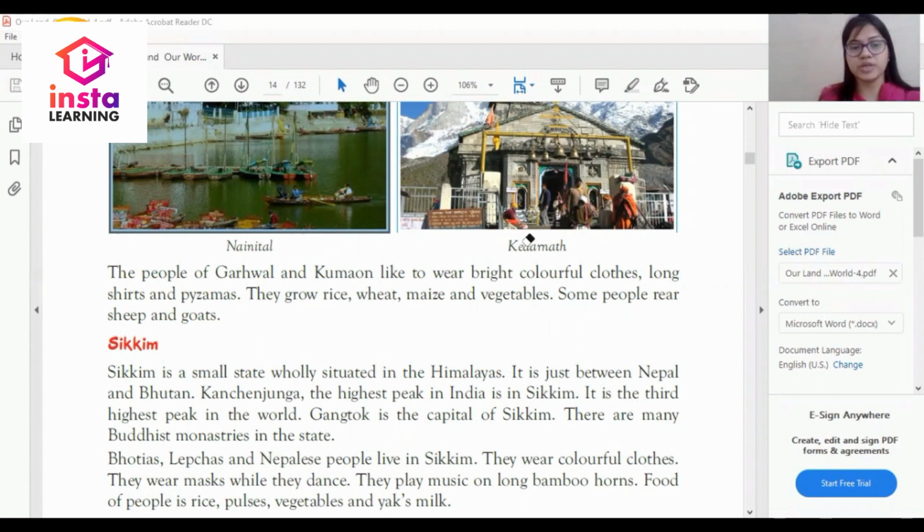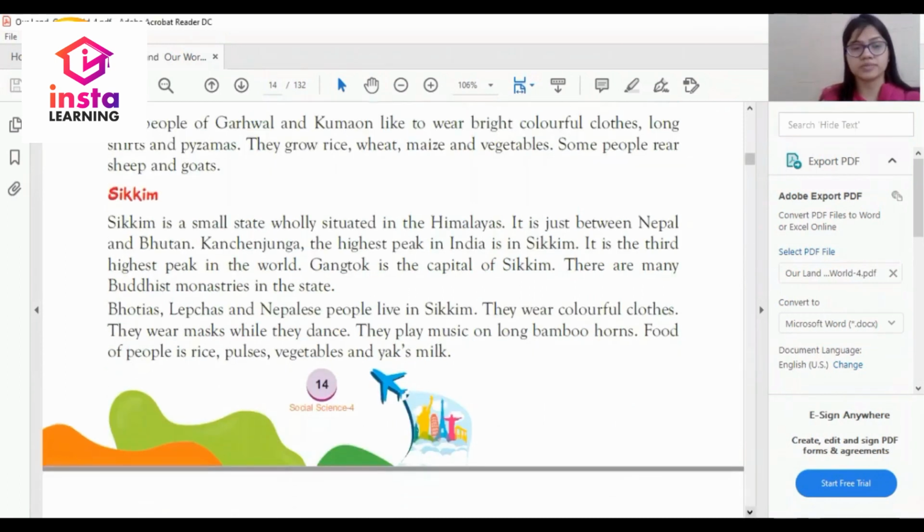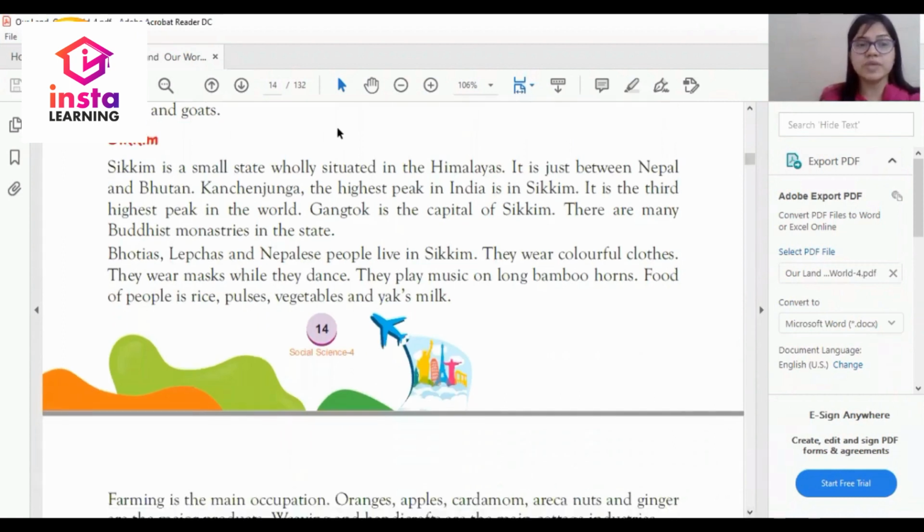So, dear student, let's discuss Sikkim. Dear student, Sikkim is a small state which is situated in the Himalayas. It is just between Nepal and Bhutan. तो सिक्किम कहाँ पर है? In between Nepal and Bhutan.